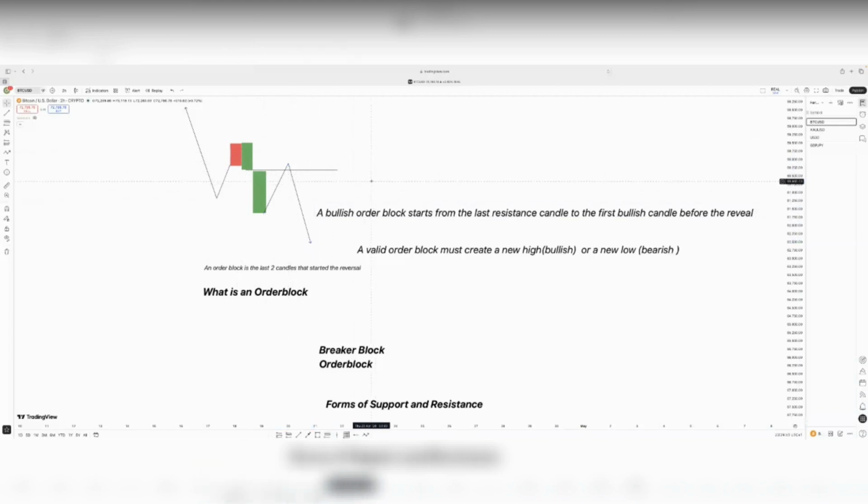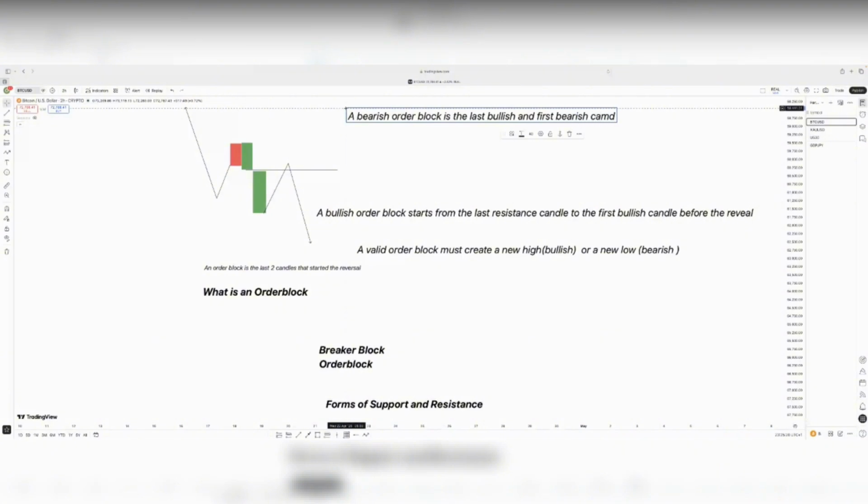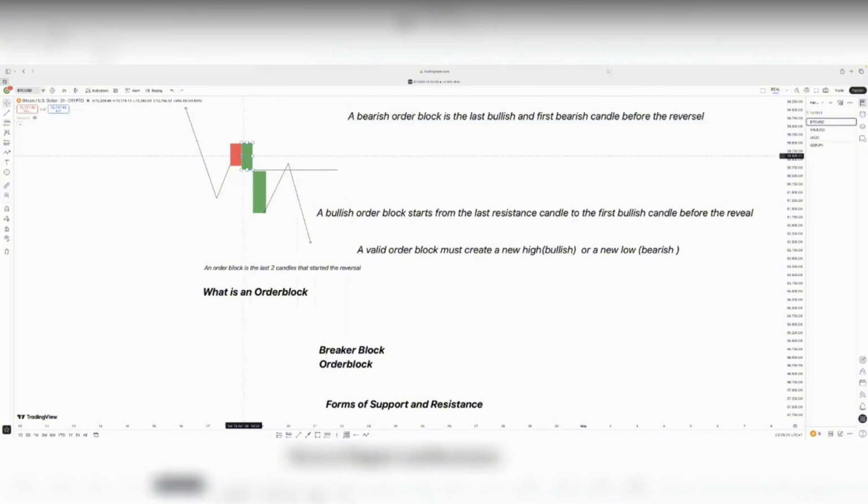Now, a bearish order block is the last bullish and first bearish candle before the reversal. Now just flipping the switch on them.